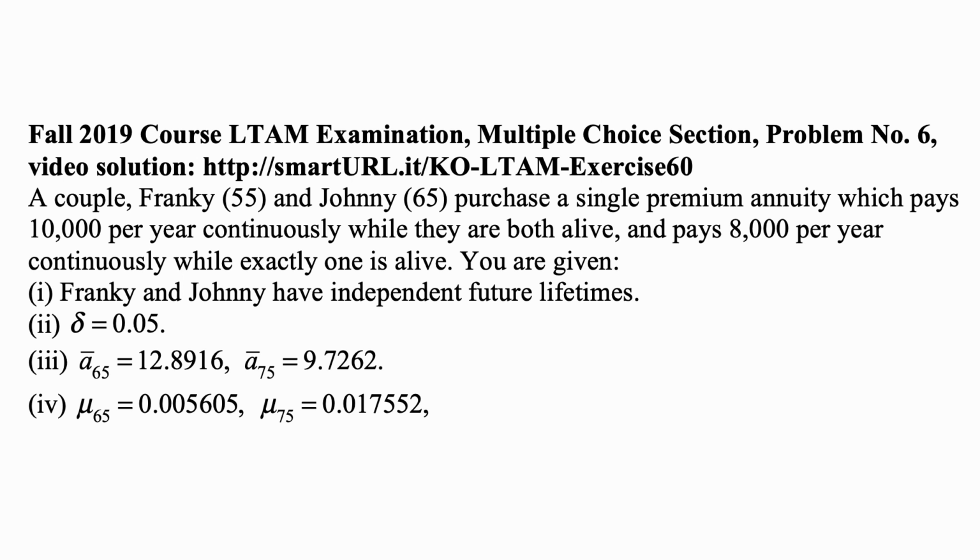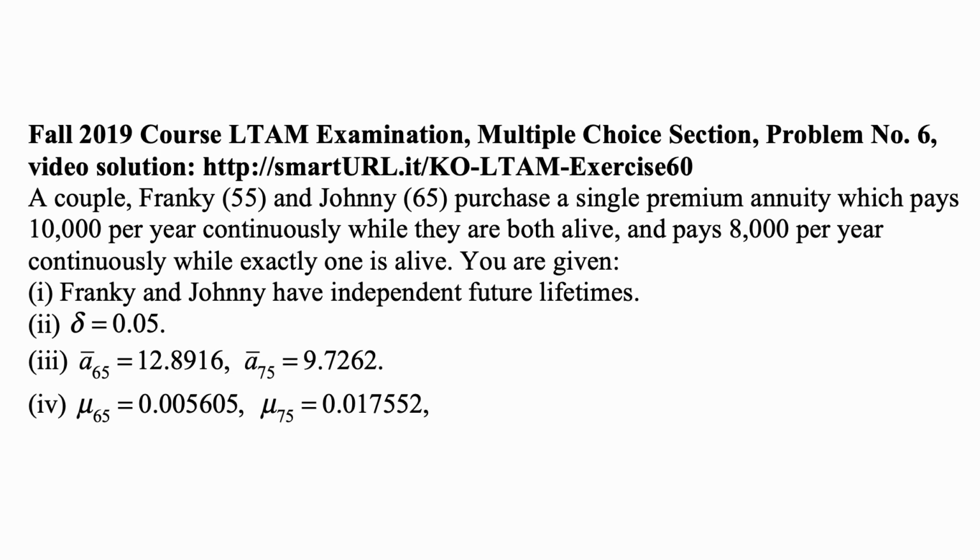Here's a problem for today for exam LTAM. This is from the last exam LTAM from fall 2019. A couple, Frankie 55 and Johnny 65, that's 55 and 65 are the ages of those two, purchase a single premium annuity that pays $10,000 per year continuously while they're both alive, and pays $8,000 per year continuously while exactly one is alive. You are given that Frankie and Johnny have independent future lifetimes.